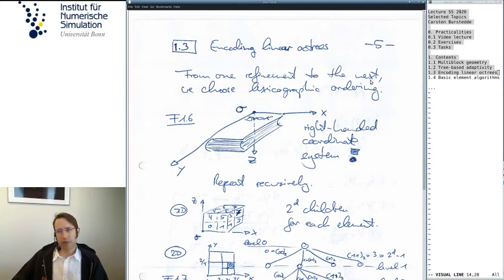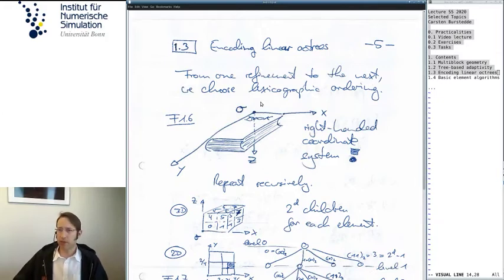So from one refinement to the next, we choose lexicographic ordering. This is a choice. Again, there are multiple different ones, many actually that people have tried. What does lexicographic mean? It's Greek, obviously. Lexico has something to do with to read, or a book is also the Greek word. Graphic has something to do with writing.